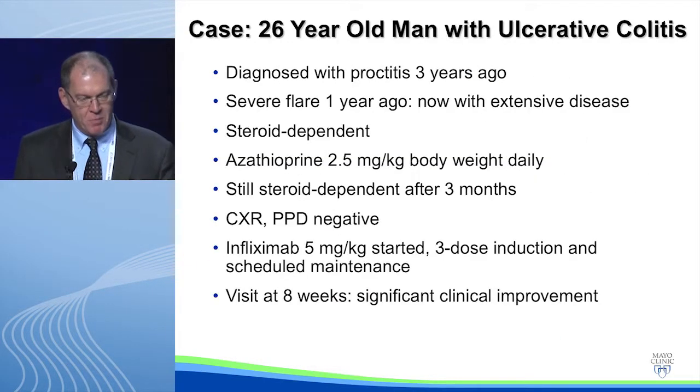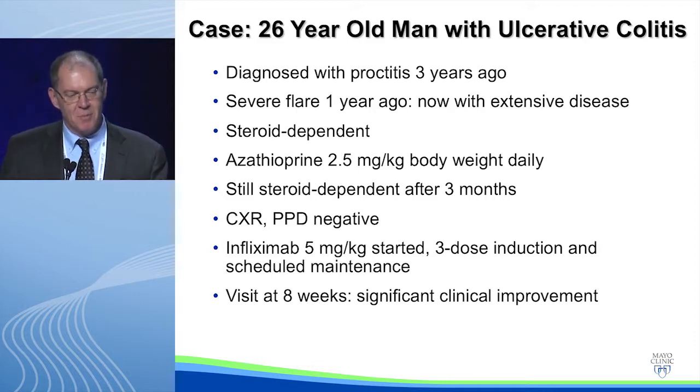So I'm going to start off with a case. Some of you may be familiar with this case. This was a guy with ulcerative colitis, severe flare. Initially started off with proctitis. Now it's extended to the whole colon. He's steroid dependent. He started on azathioprine. He's on appropriate weight-based dosing, and after 3 months, he's still steroid dependent.